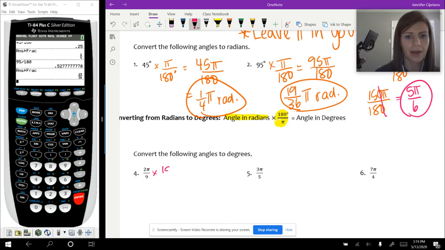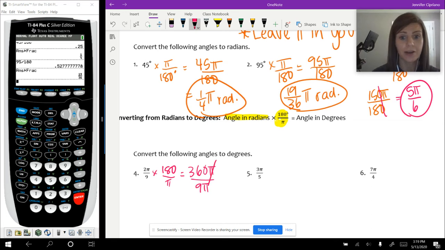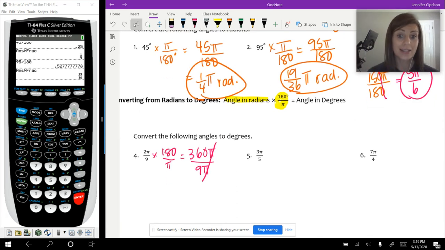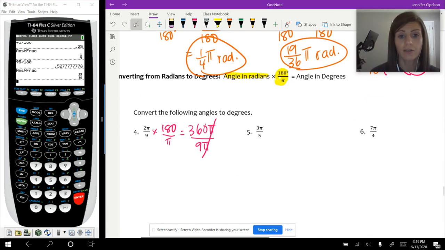So this is my angle in radians, 2 pi over 9. So if I multiply it by 180, sorry, that's not right, 180 divided by pi, then I would have 2 times 180 is 360 pi divided by 9 pi. So you can probably see here what happens is that your pi's are going to cancel out. That pretty much happens every single time when we convert from radians to degrees. The pi's should always cancel, and you should just be left with a whole number of degrees. So 360 divided by 9 is 40. So this would convert to 40 degrees.